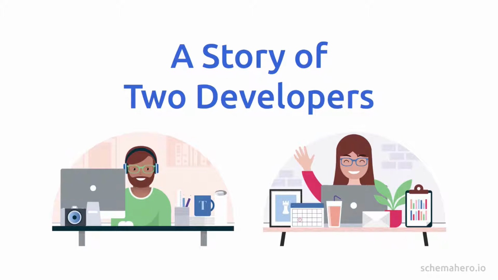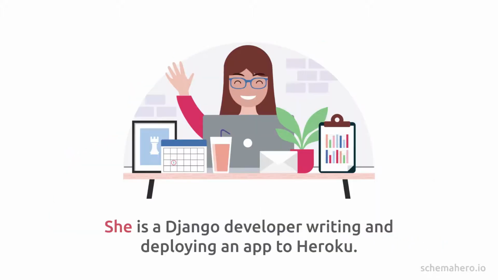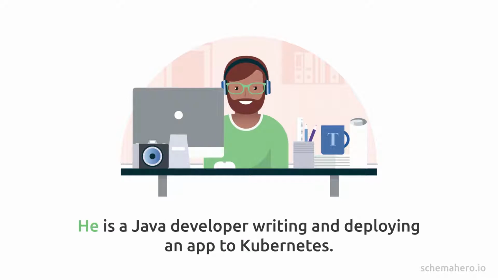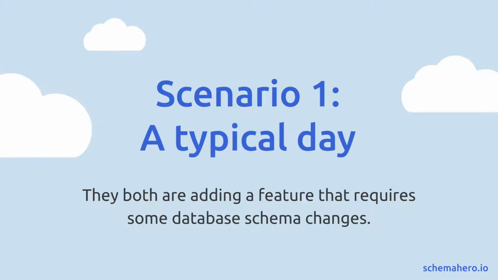To help explain how I'm thinking about this problem, I want to present a story of two different developers. The first developer is a Django developer, and she's writing and deploying an app to Heroku. The second developer is a Java developer, writing and deploying an app to a Kubernetes cluster. I want to walk through a couple of scenarios for the day-to-day of these developers.